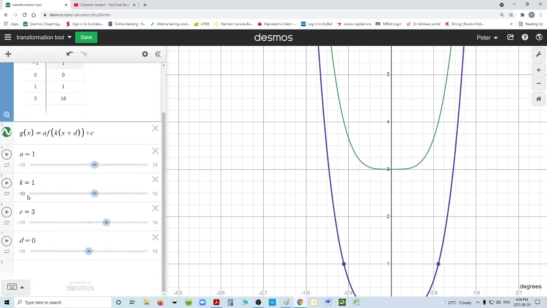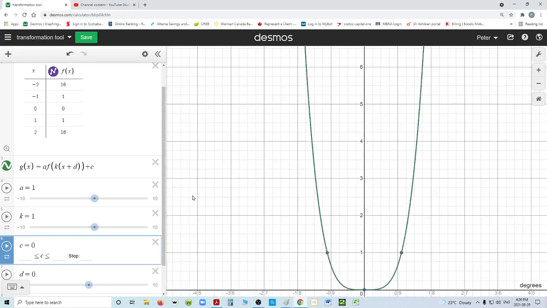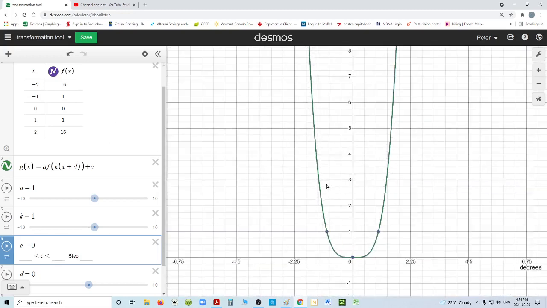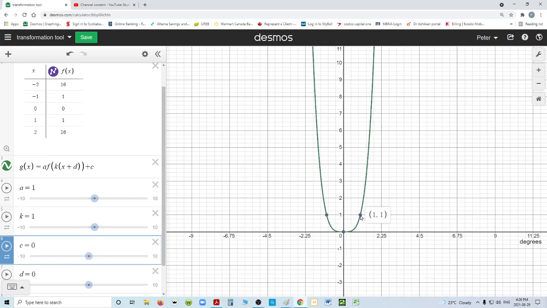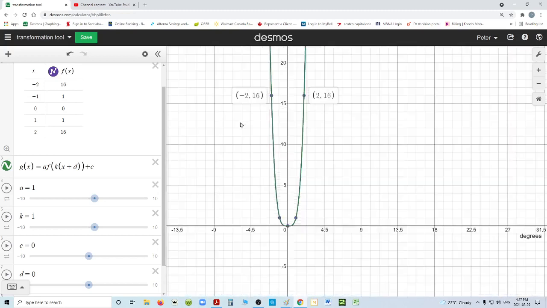Okay, and I'm just going to get rid of all the stretches and everything. There we go. It's the same now. And you'll want to click on the main points to memorize what they are. And the reason it's 2 to 16 is because 2 cubed is 16. Minus 2 cubed is also positive 16. Okay.